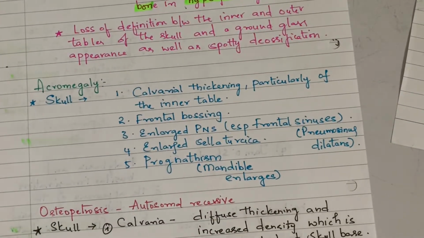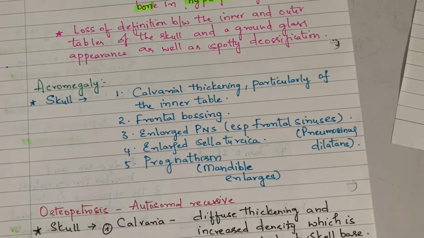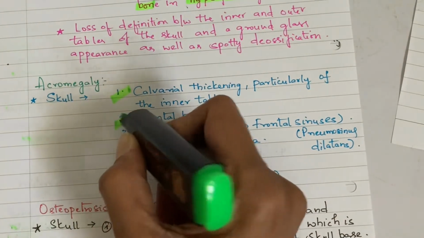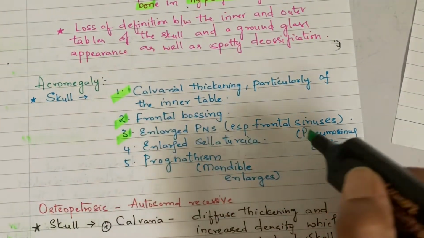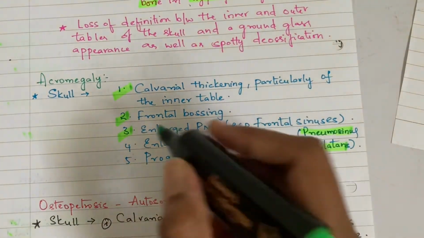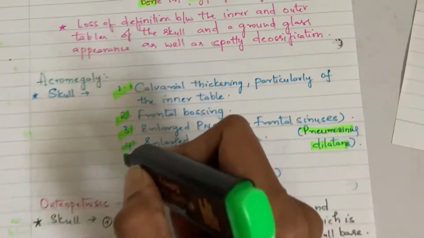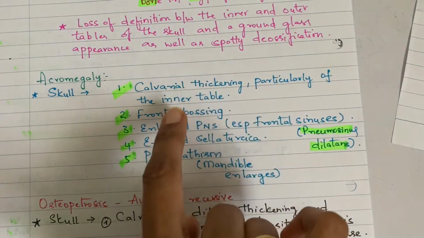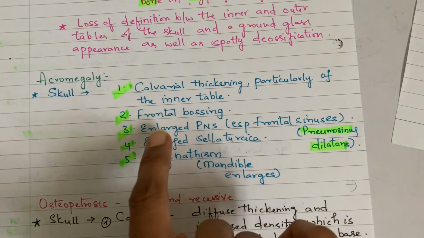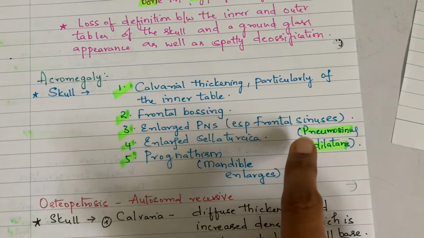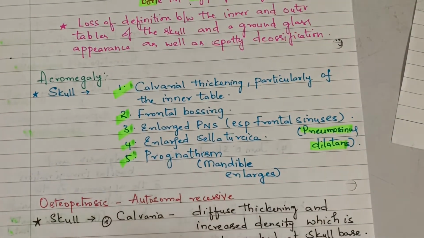Then coming to acromegaly. How does the skull appear in acromegaly? They have calvarial thickening, particularly of the inner table. They have frontal bossing. They have enlarged paranasal sinuses, especially the frontal sinus. This is called pneumosinus dilatans. They have an enlarged sella turcica. Prognathism, that is the mandible enlarges. So these are the findings in acromegaly: calvarial thickening, particularly of the inner table, frontal bossing, enlarged paranasal sinuses, mainly frontal sinuses, pneumosinus dilatans, enlarged sella turcica, prognathism.